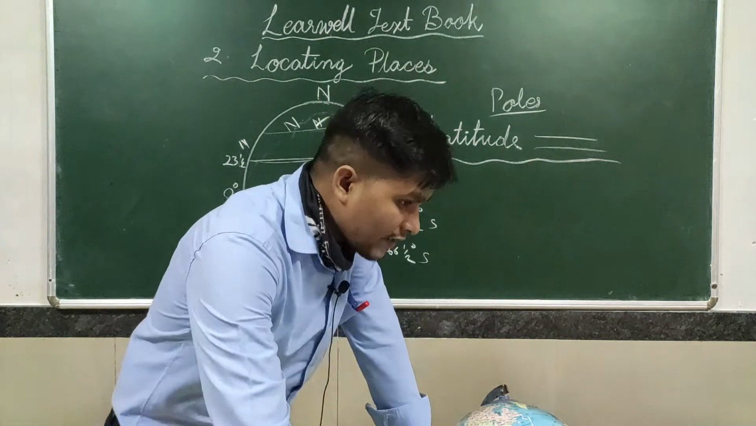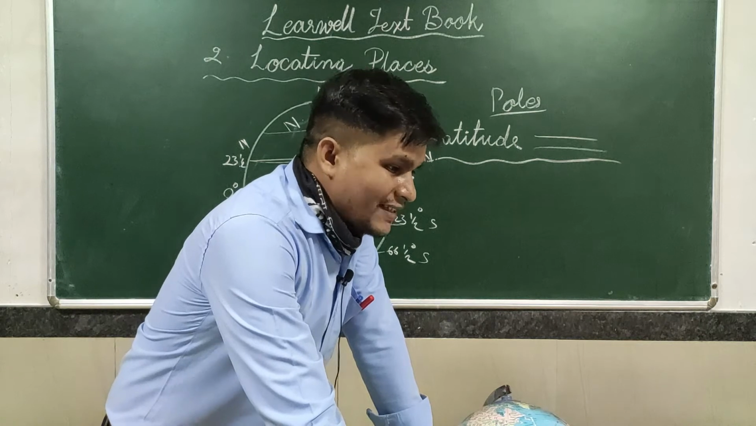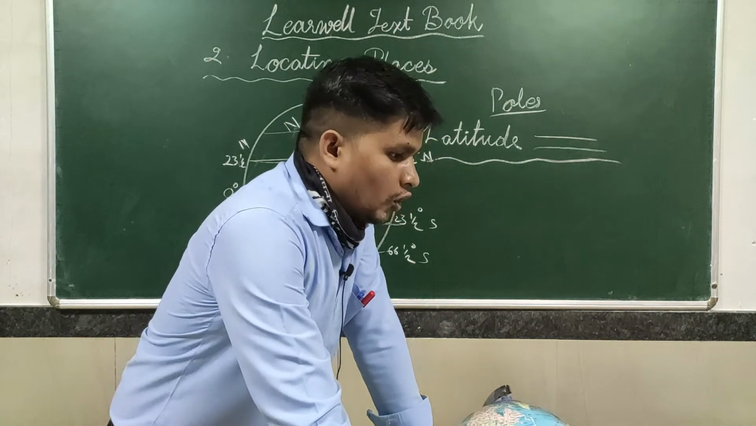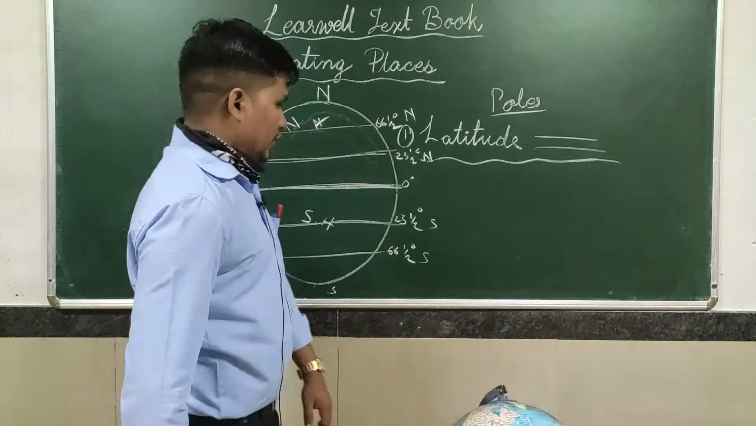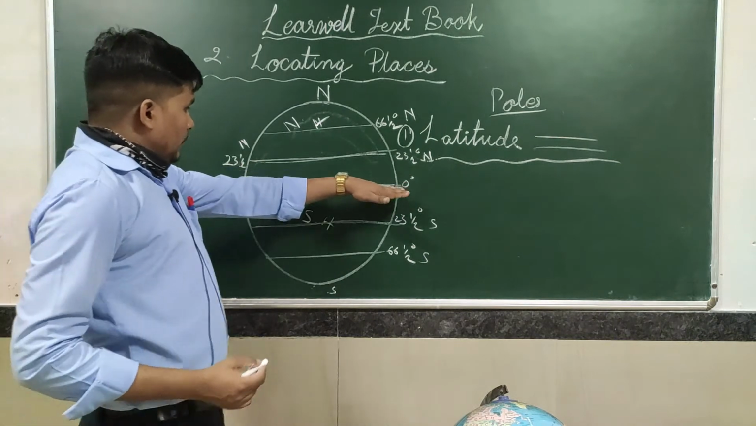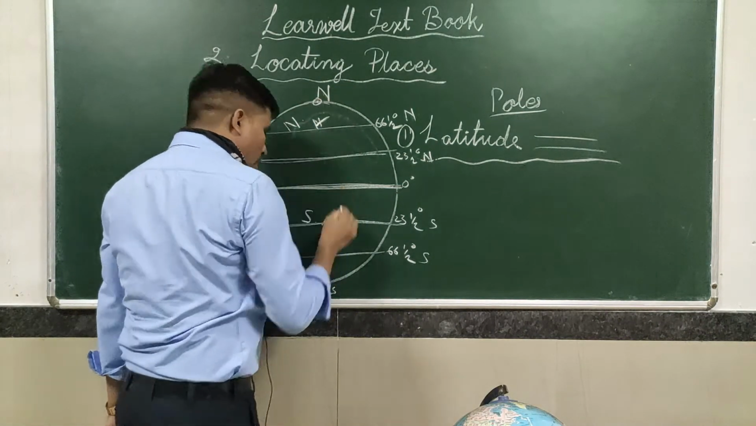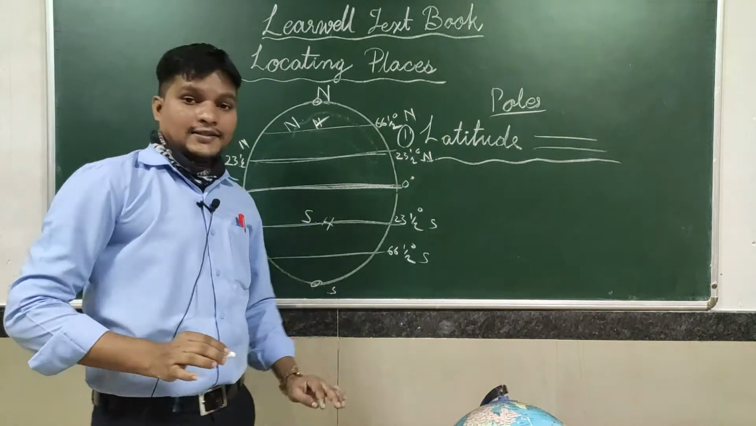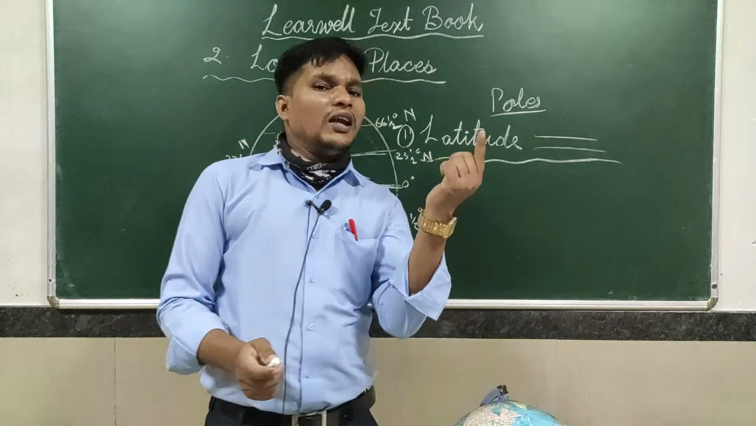Second point: all lines parallel to the equator form a complete circle except the North Pole and South Pole, which are points. Very good. So these all make circles, from the equator to the North Pole and the equator to the South Pole. Only the pole point is not a circle, but all the latitudes are full circles.